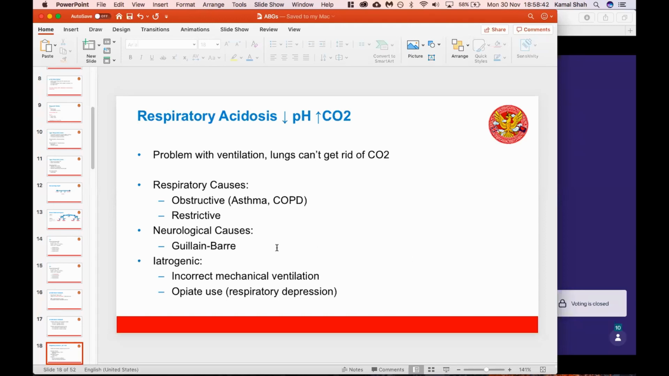Neurological causes, with Guillain-Barré, we're going to have paralysis of the muscle, so therefore we're not going to be able to blow off this carbon dioxide. And then a really classic example could be the use of opiates. We know that opiates lead to respiratory depression, and this will mean that the lungs simply can't excrete this carbon dioxide.